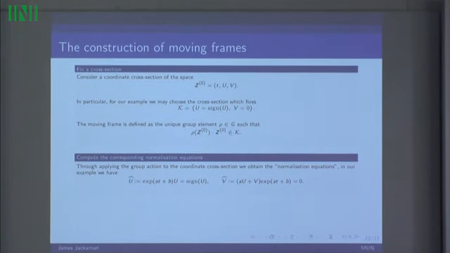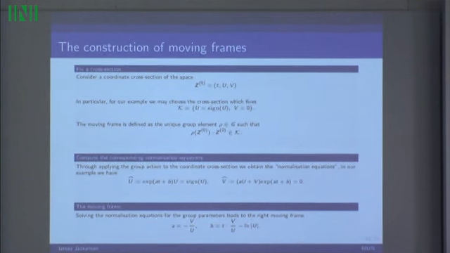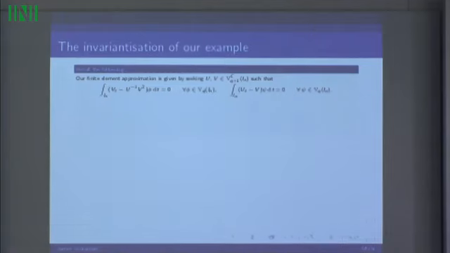Okay, so what this means is that if we apply the group action to this cross section, we yield the following two equations, which are known as the normalization equations, and through solving these for the group parameters A and B, we find our moving frame. Okay. Are there any questions on this? Yes. Okay. Then I'll speed up.